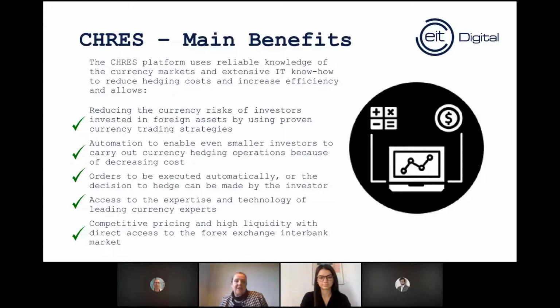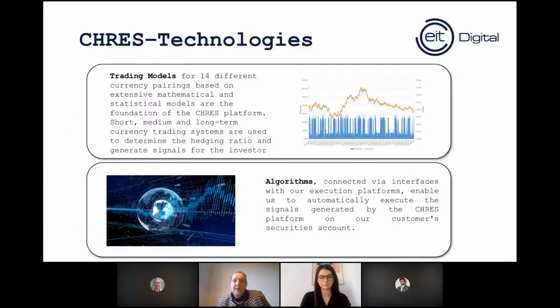Another advantage is the direct access to the foreign exchange interbanking market through the connection to the broker. The technology behind is above all, of course, a set of trading models. We are currently applying 14 different models for different currency pairs based on mathematical and statistical methods, but we're also using some pattern recognition. And these are the foundations of the CHRES platform.